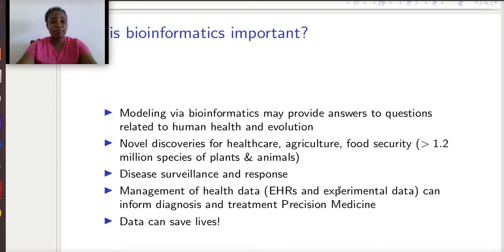Now we have all these improved seeds, the GMO, genetically modified seeds, all that is a result of bioinformatics. Disease surveillance and response is enabled using bioinformatics work. And there is management of health data. You have heard of precision medicine, personalized medicine. That's where the world is going. Based on your DNA, you'll be able to monitor your health. Your health records can be maintained, but all that is data. So it's a concept where we say data saves lives.